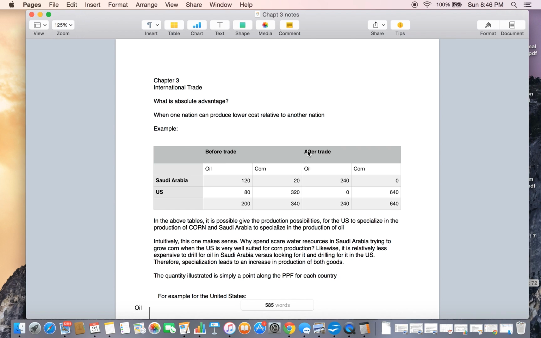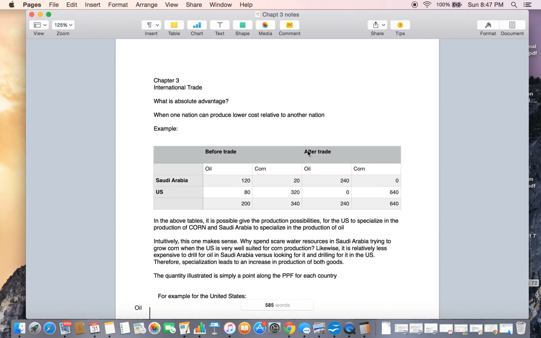When we look at the numbers, we see the same thing. So the United States can produce more corn but less oil. And Saudi Arabia can produce more oil and less corn. And so we have totals. If we're just assuming that Saudi Arabia and the United States are the only countries in this hypothetical world we have.